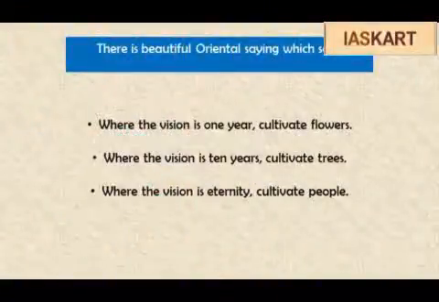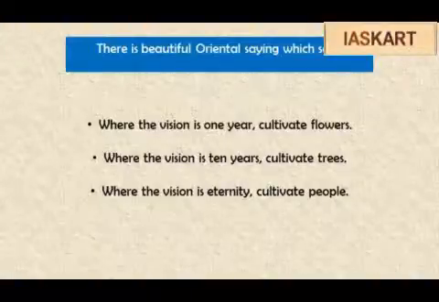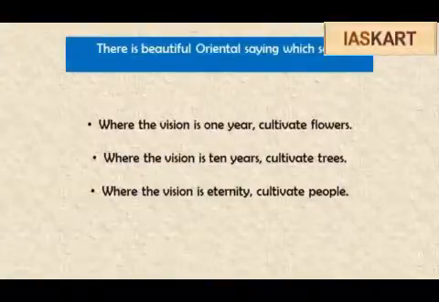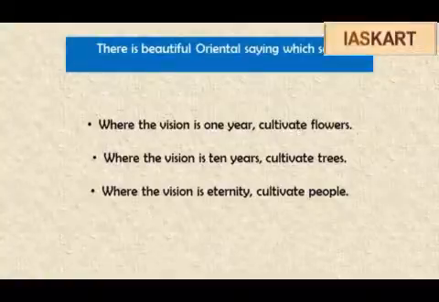There is a beautiful Oriental saying which says, "Where the vision is 1 year, cultivate flowers. Where the vision is 10 years, cultivate trees. And where the vision is eternity, cultivate people."